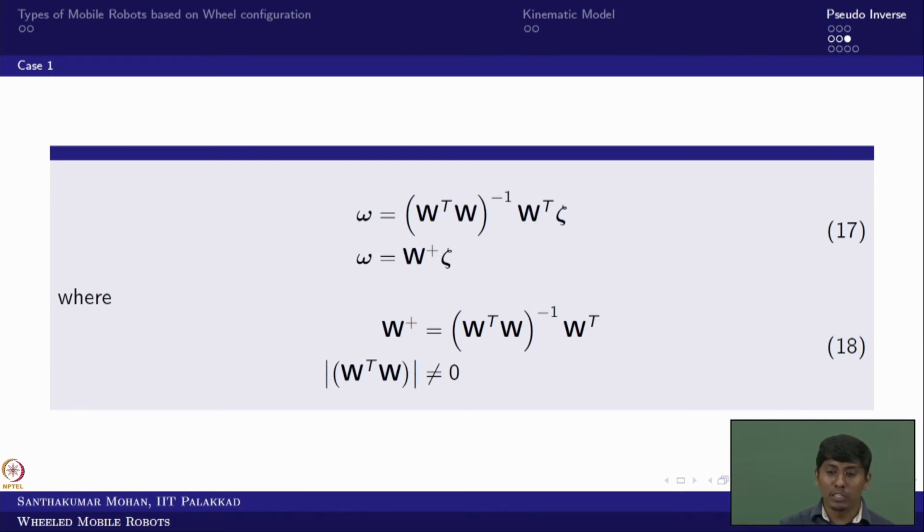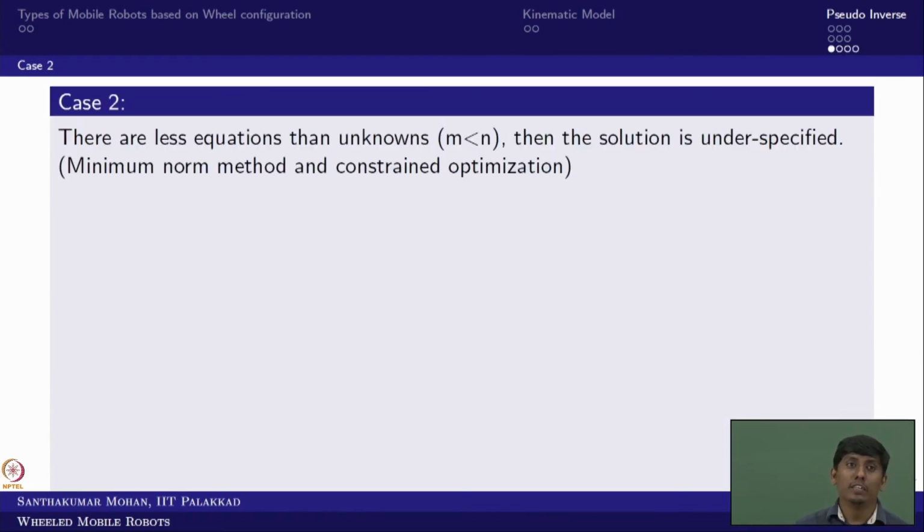Now we will come to the second case. What would be the second case? There would be fewer equations than unknowns, where m is less than n. Take the same case we discussed earlier, the manipulator: there are 4, and the number of states is 3. So 3 is less than 4. Now what we are trying to see is the situation where it is underspecified. Why is it underspecified? Because you have more unknowns and fewer equations.